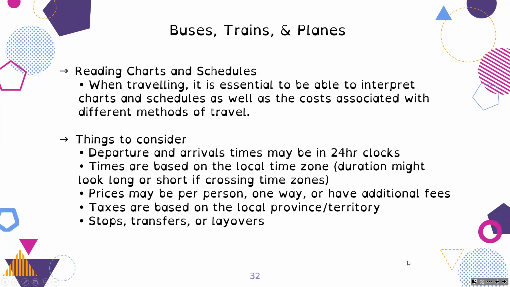Prices might be per person, one way, or have additional fees. So all of this is things to pay attention to. Again, taxes are going to be based on the local province or territory. So if you are flying somewhere and then flying back, your prices might be different because the taxes are different. You need to pay attention to stops, transfers, and layovers, because these are, again, things that are going to be built into the schedule that if you're just driving, you don't pay attention to because you're in control of your travel time.